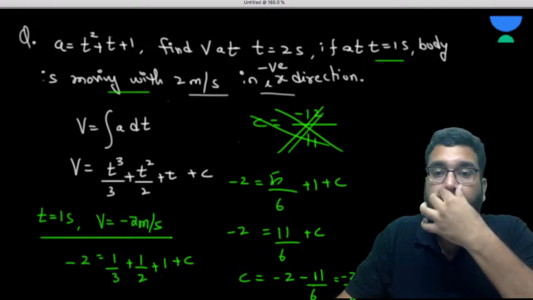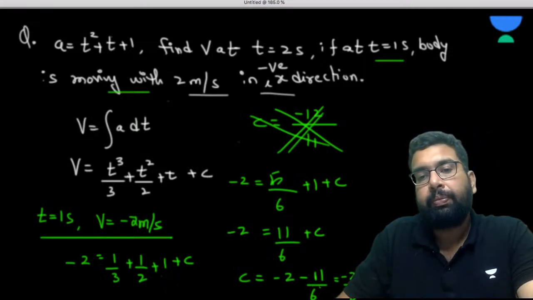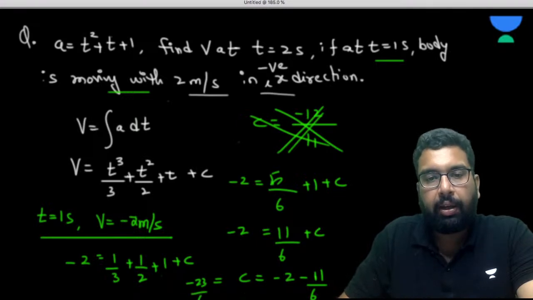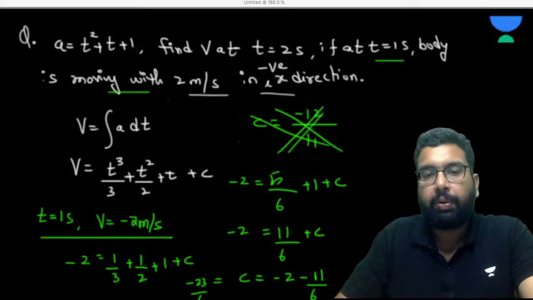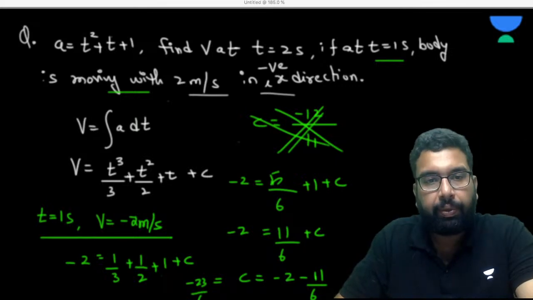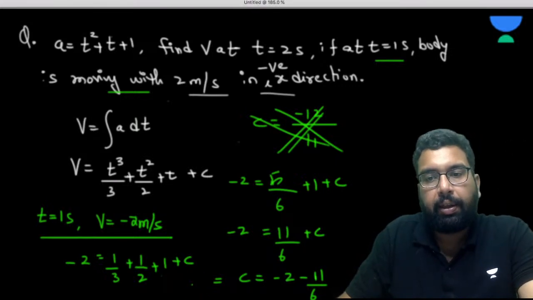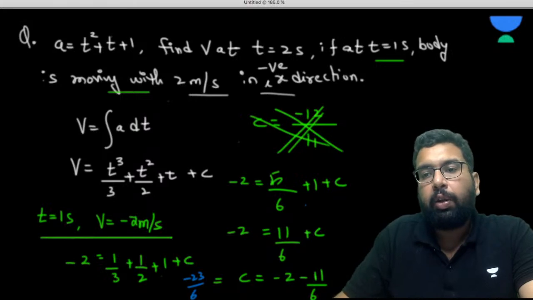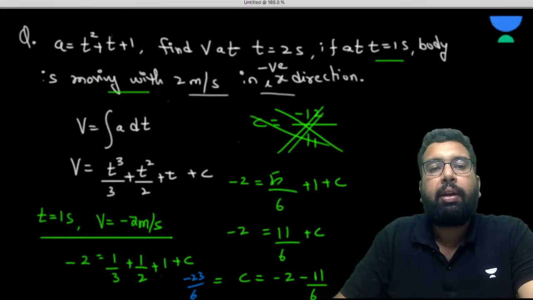Right? Isn't it? I think it is correct now. c is equal to minus 23 by 6. Do you agree? So I made a mistake previously. No worries. Minus 23 by 6. Now this c value you can put back here in equation number 1.